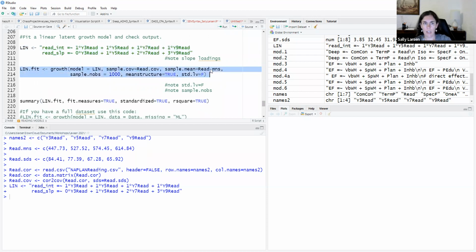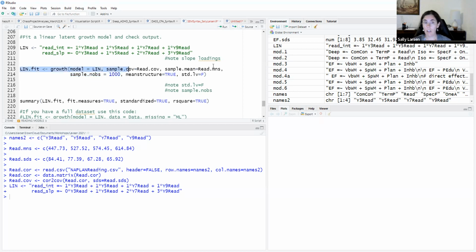We just fit the growth model. I don't really need to have this in here. Standardized latent variables I've made false. I don't want standardized latent variables because if I have them, then I can't interpret the mean and the variance at the intercept and the mean and the variance of the slope. And here I've just gone for a middling estimate of 1,000 observations because, as I said before, there was some missingness. So in this case, it won't be an exact replication of what's in the paper.